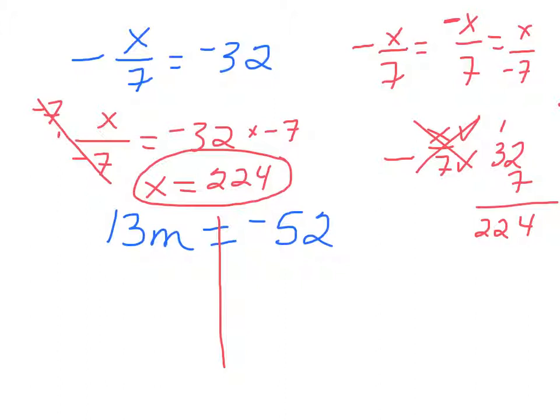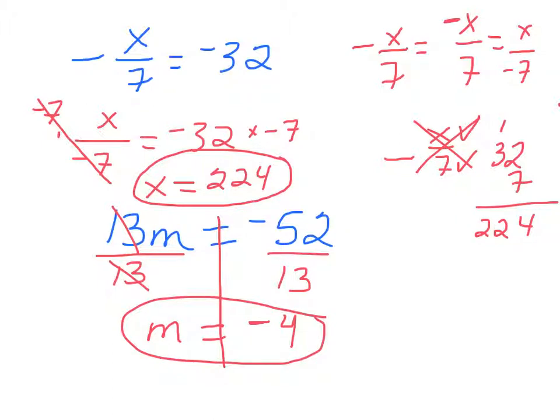Regardless, 13 times m, we're going to undo that multiplication by division. 13s will cancel right out. We're left with m equals, and a negative divided by a positive is negative, and 52 divided by 13 will give you 4. So we have an answer of negative 4.